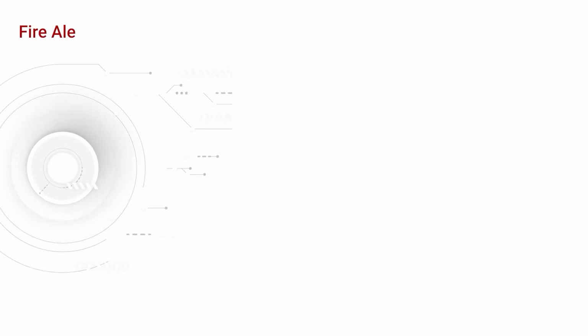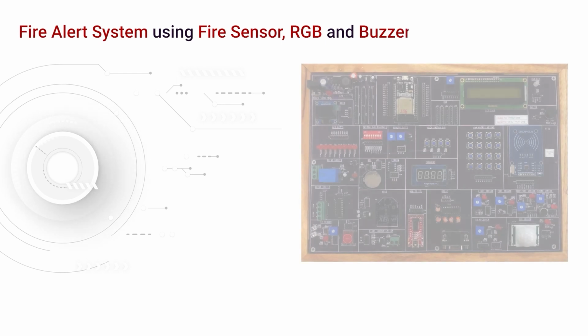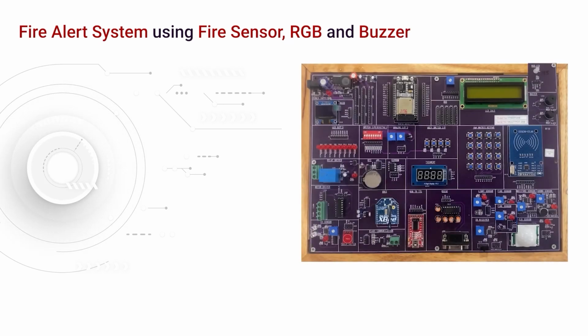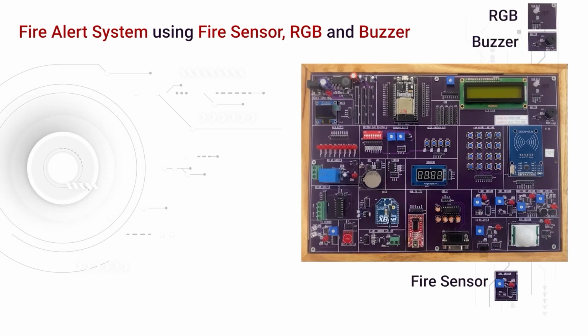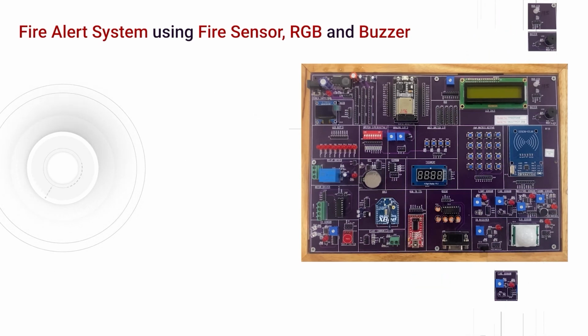Let us see a cloud experiment for fire alarm using fire sensor, RGB and buzzer. Fire sensor is an input. RGB and buzzer is output.